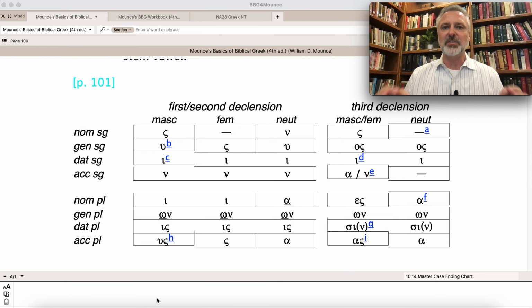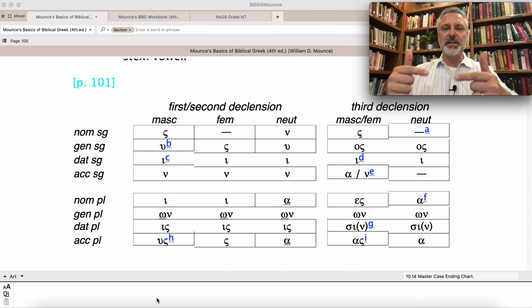And a third declension noun is, well, to review, a first declension noun is a noun with a stem that ends in either alpha or eta. Okay. Second declension nouns are words that have stems that end in omicron, so masculine and neuter essentially. So far what we've learned is that first declension is primarily feminine and second declension is masculine and neuter.